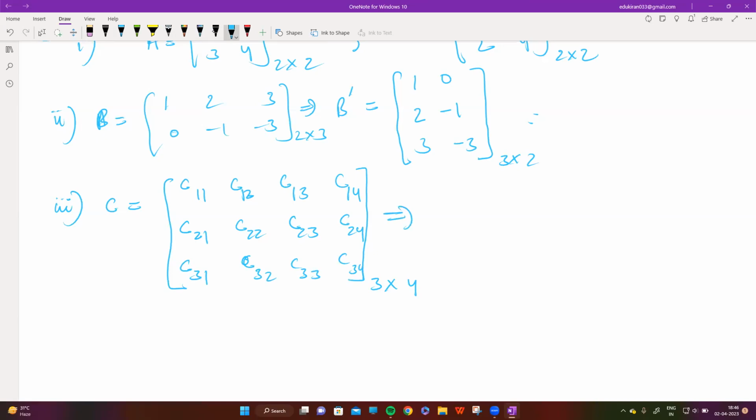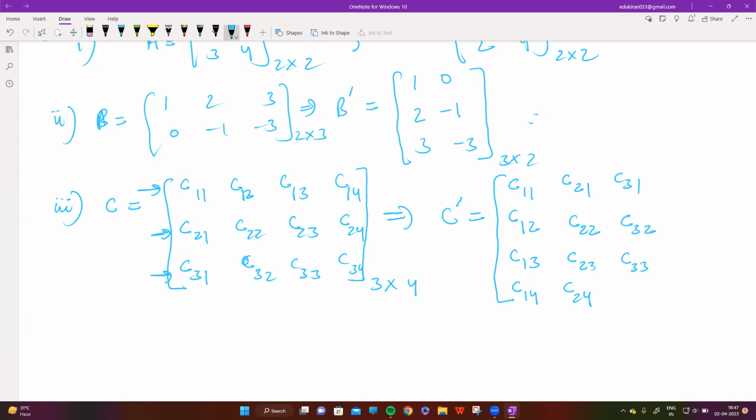Now, if I take the transpose of this matrix, C dash, there are 3 rows, hence the transpose will contain 3 columns, because all the rows will be interchanged with columns. So whatever you can see as a row here, in C dash you'll see that as a column. So this first row, C11, C12, C13, C14, will become your first column, C11, C12, C13, and then C14. Then your second row will become the second column. So this would be C21, C22, C23, C24. And then this would be C31, C32, C33, C34.